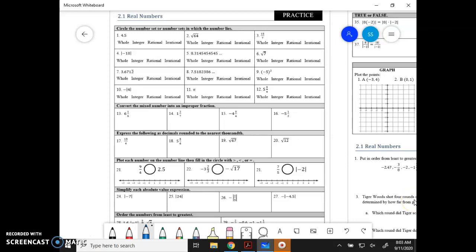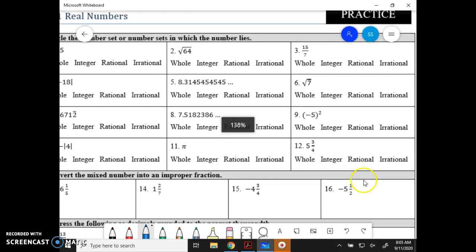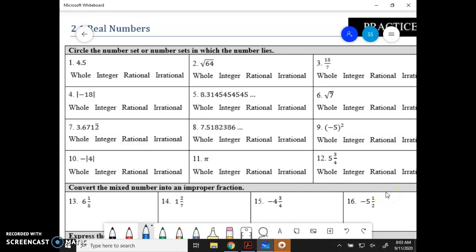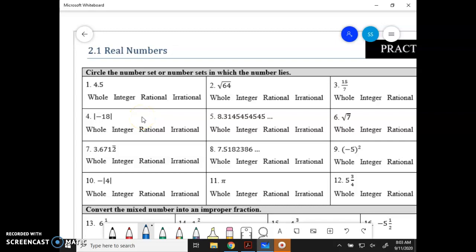Okay, here we go. This is 2.1 real numbers. We're looking at the practice problems here. I wanted to go through some of these questions with you guys, make sure you're on the right track. So for 1 through 12, what we're doing is just circling which number set or number sets each number lies in. Okay, so number 1, we got 4.5.